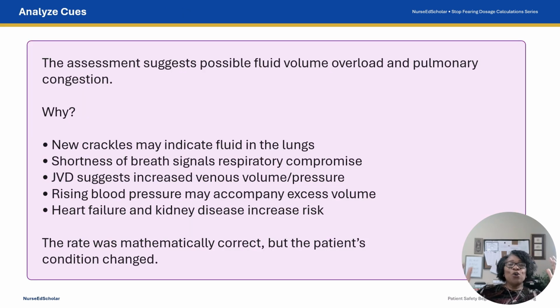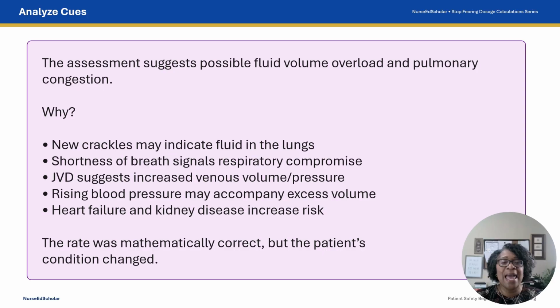All right. So your patient is showing signs of fluid volume overload and pulmonary congestion. Her heart failure may actually limit her ability to tolerate the fluid load. It may be too much. Her kidney disease may also reduce her ability to eliminate excess fluid. So the calculation didn't all of a sudden become wrong, because it's not. The patient's condition changed. And that is extremely important. The distinction will make you a great nurse: noticing that the patient's condition changed.